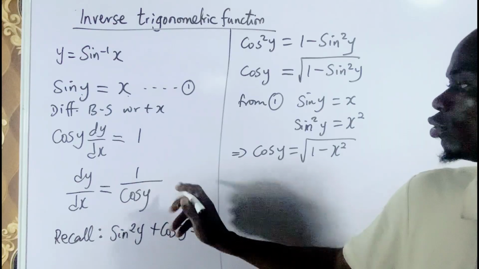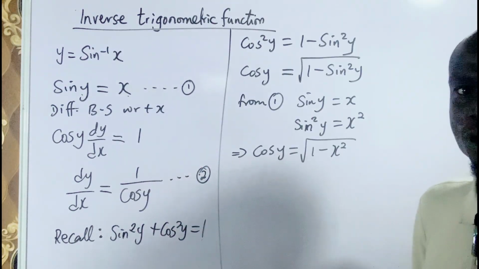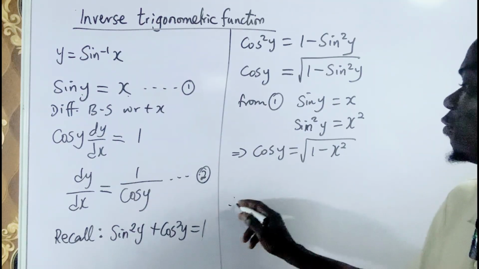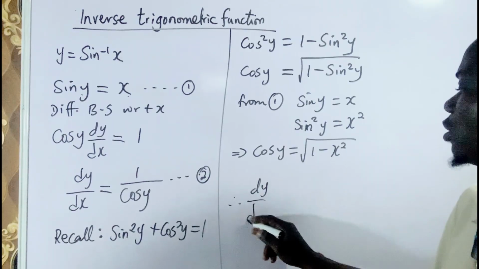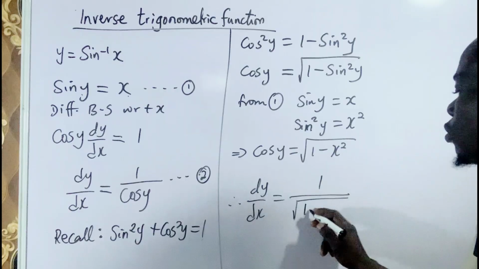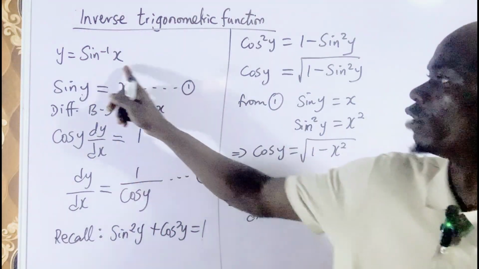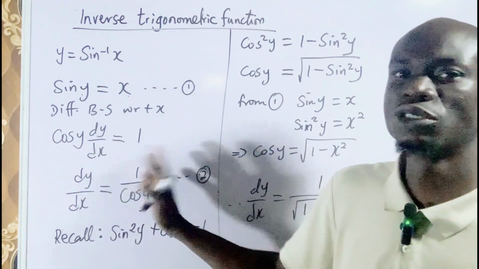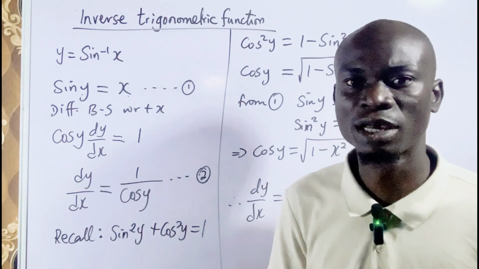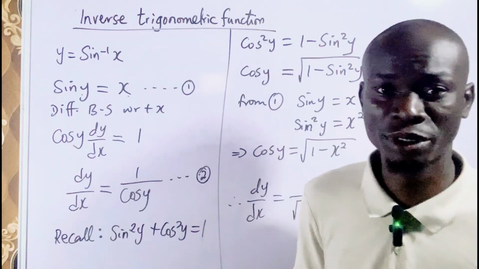So now come back to our solution. Let me call this equation 2. That's our solution, right? So I want to come back here and replace cos y. Therefore, dy/dx will be equal to 1 over the square root of 1 minus x squared. Problem solved. We reverse the trig, differentiate both sides, make dy/dx the subject of the formula, then eliminate y from your answer. It is this eliminating y from your answer sometimes that is the big problem.